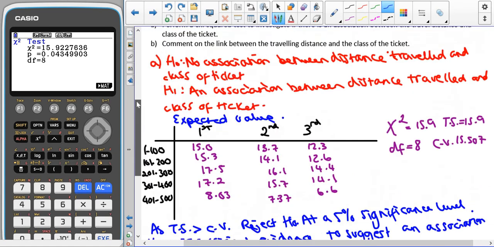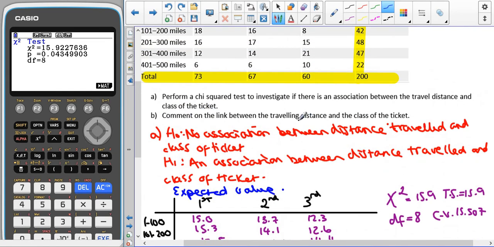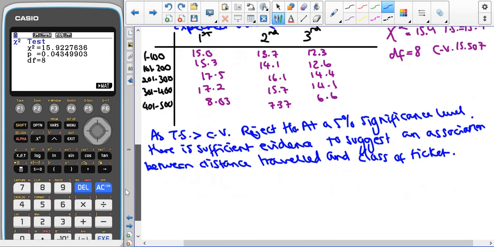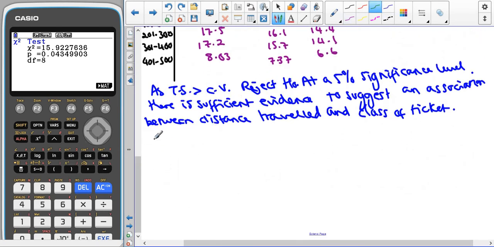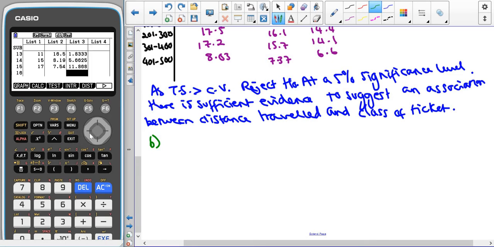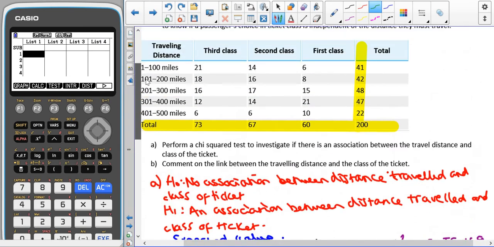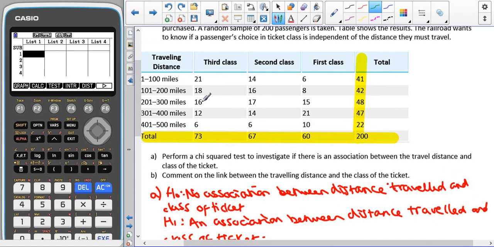So now for part B, we're trying to comment on the link between them. So again, we're going to have to write down our contributions. This time it doesn't specifically tell us, but in order to make the correct comparisons, we are going to have to write them in. So again, I'm just going to delete what I have in here. And again, I'm going to type it in going across. Observed values first. That's these ones given to us in the question.